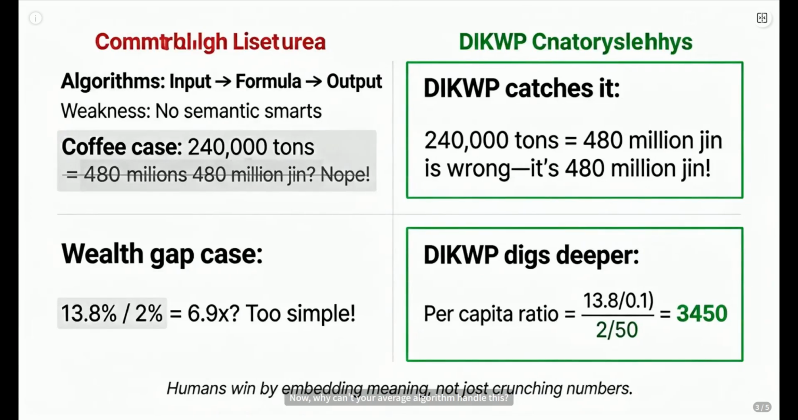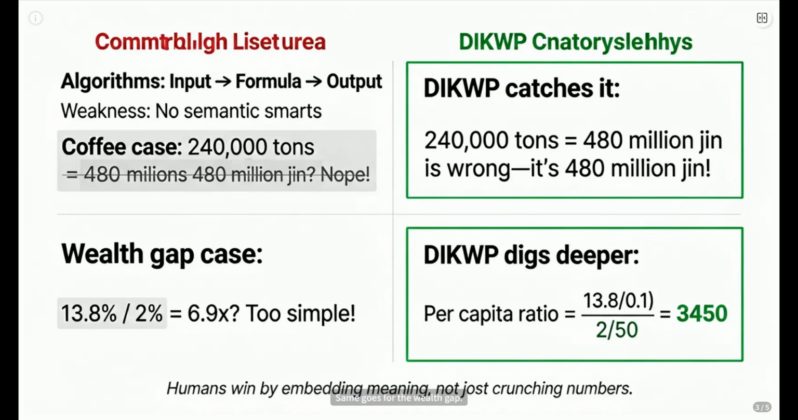Now, why can't your average algorithm handle this? Most algorithms are like calculators on steroids: input, formula, output. They follow instructions, but they lack the semantic smarts. Take the coffee example again. If someone mistakenly says 240,000 tons equals 480,000 jin, a dumb algorithm might just go with it. DIKWP, however, has its unit ledger. It knows 1 ton is 2,000 jin, so 240,000 tons must be 480 million jin. See the difference? It catches the error.